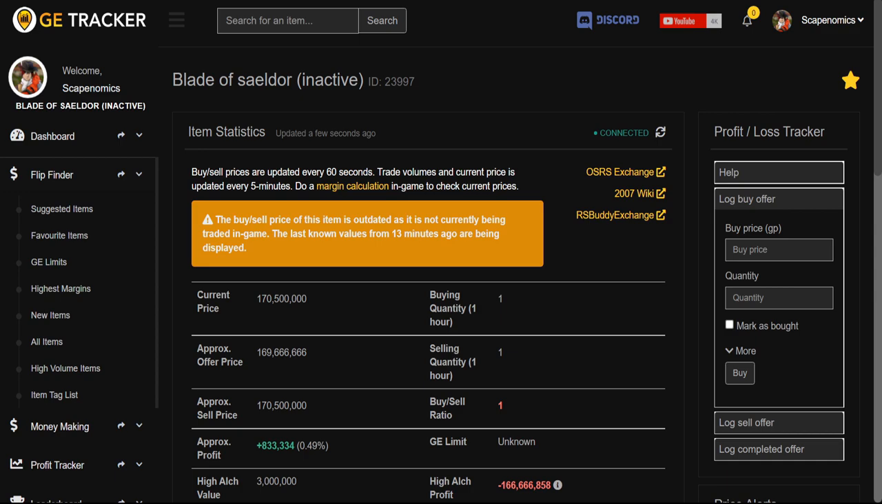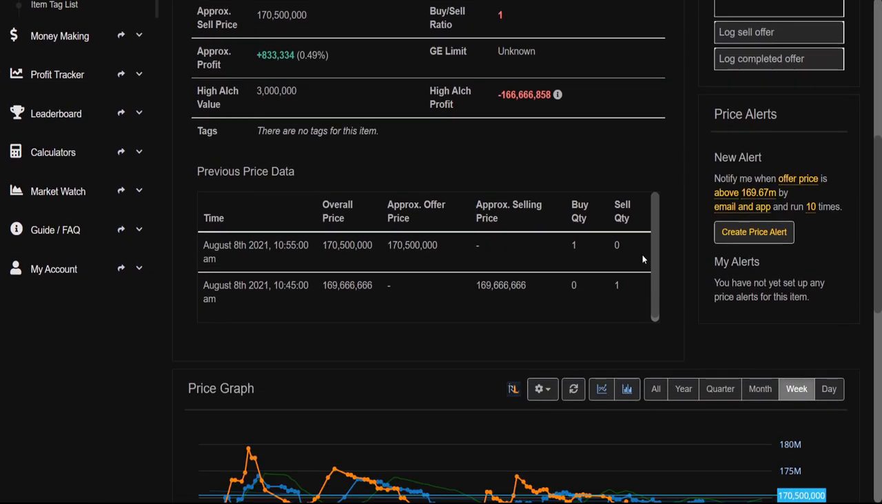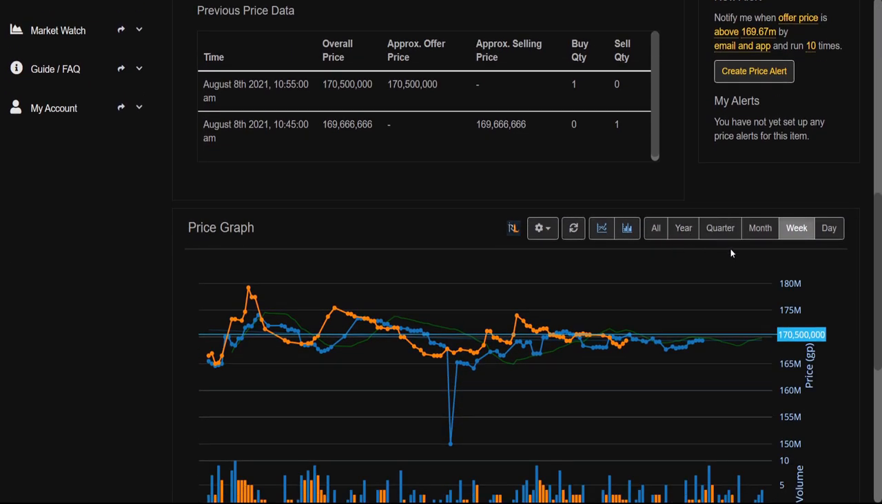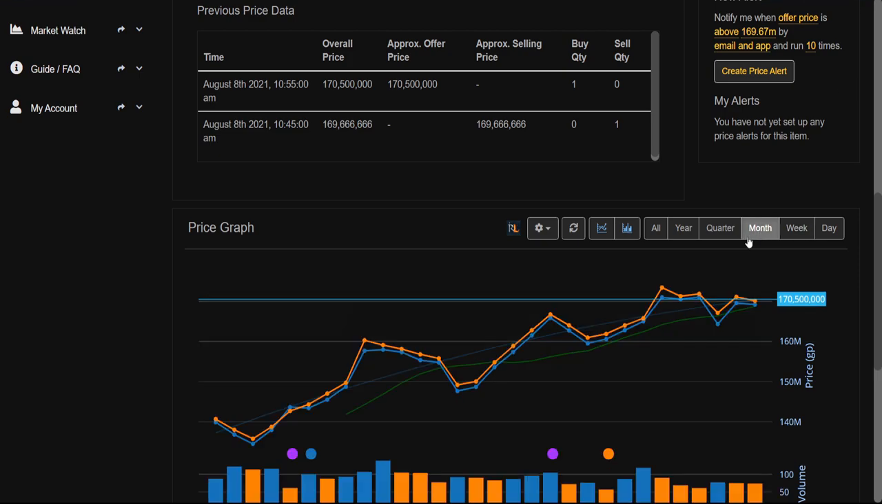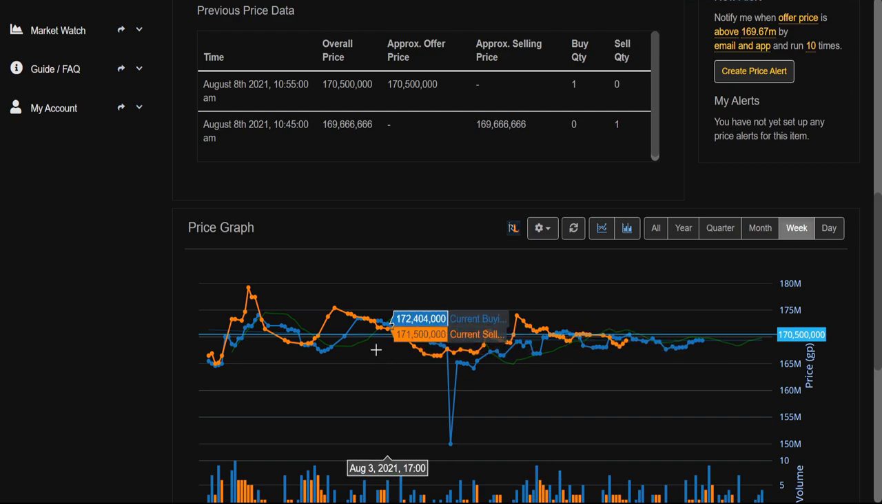Now let's make some room for some of the lower volume stuff. The first one we're going to list is the Blade of Saildor. Now the Blade of Saildor is not one of my favorites, but I did notice that the graph on it is looking really good. You can see on the month that it has been uptrending for the past month, and on the weekly view, it's been very consistent, trading sideways between like 180 and 167 mil. So that looks very consistent for me, and I think there's a lot of opportunity there.